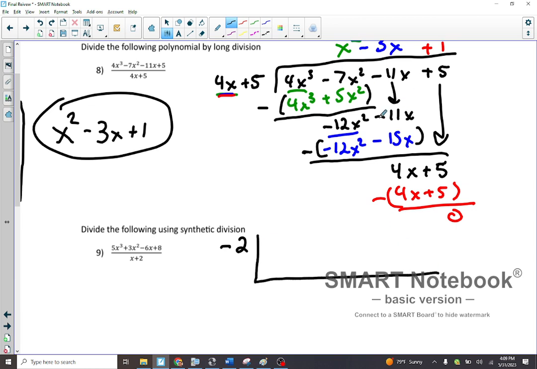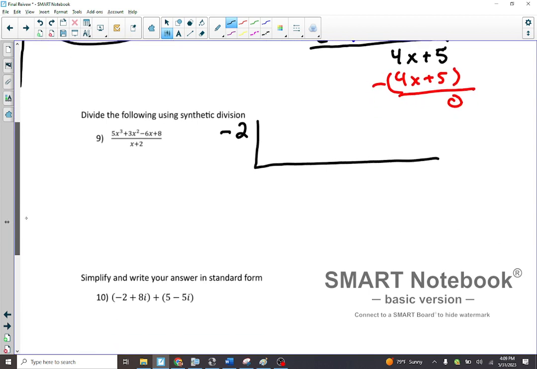And we kind of make an upside down division symbol. Remember, you just take the coefficients in front. So 5, 3, negative 6, 8. You forget the x's, right? You don't need the x's now when you do synthetic division. The x's show up later. Look at the values. So you bring down the 5, and then you multiply 5 and negative 2, which would be negative 10.